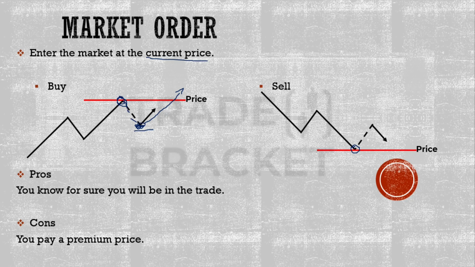To elaborate more on what I mean by paying a premium price, let's use this sell example. If you sell at this point right here, and price pulls back a little before continuing in your desired direction, the person who waited for price to at least rise, because we want to sell high and buy low, would have sold at a better price. That's what this means.